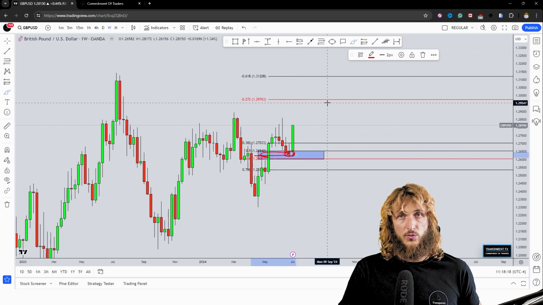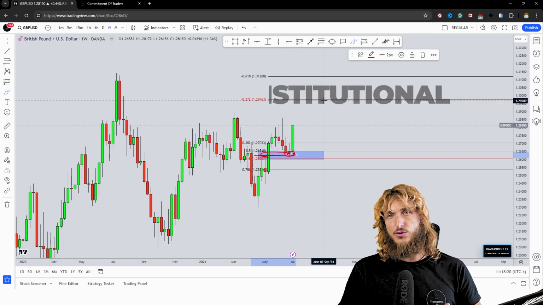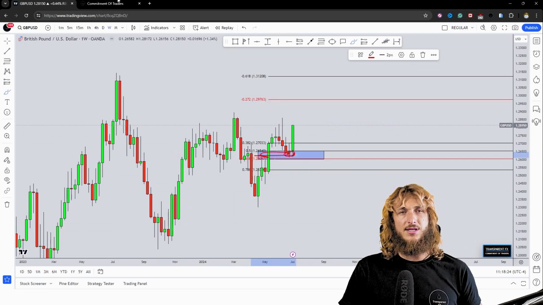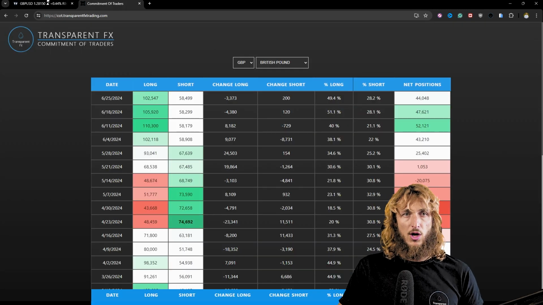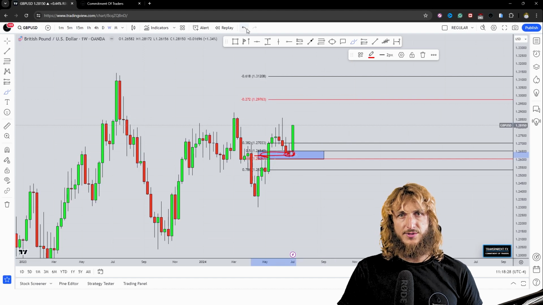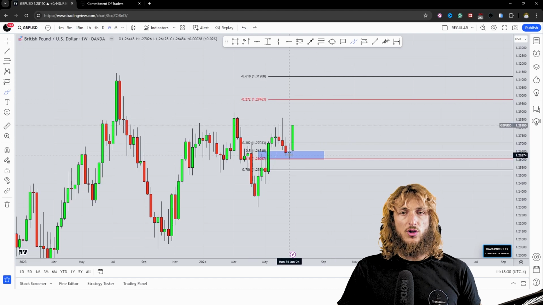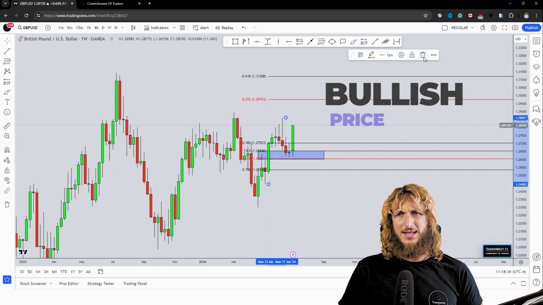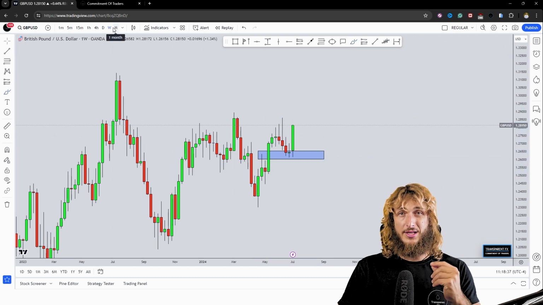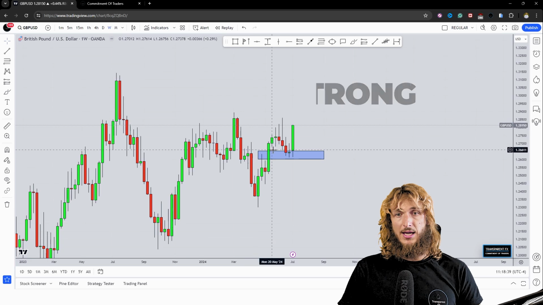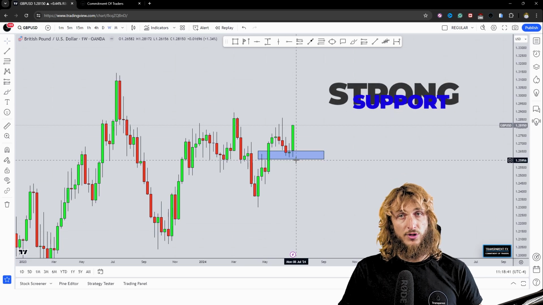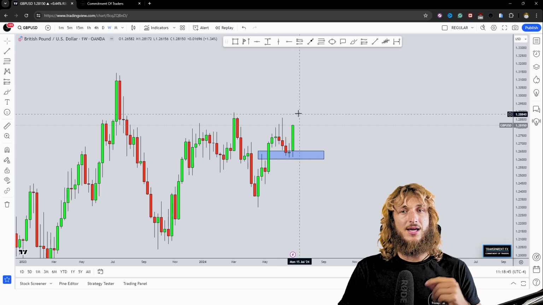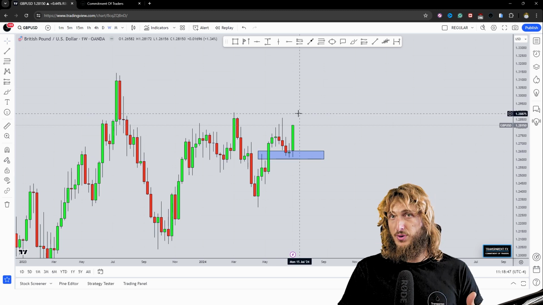And when you have a confluence of support zone, you have an increased probability of getting institutional longing. And we will be speaking about institutional longing in just a few minutes when we move to the commitment of traders. So when we have institutional longing, that increases the probabilities of a rejection to the upside. So let's keep in mind that the monthly is rejecting historical support. The weekly is rejecting a confluence of support, which is an area inside of which there is a good probability that institutions have started longing this pair.